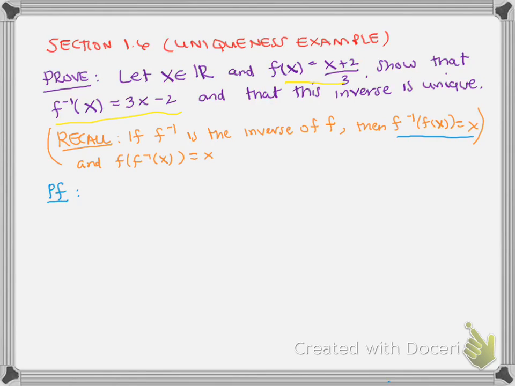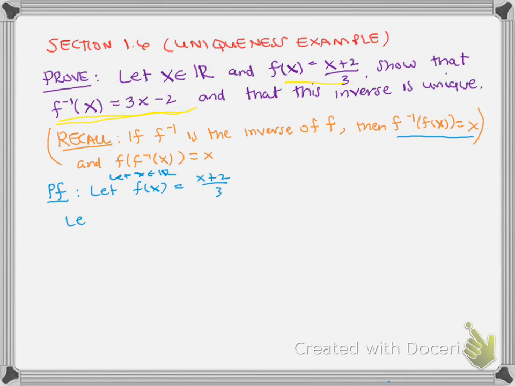Okay, so let's start our proof. First, let f of x equal, and if you want, you can say let x belong to the reals. Since it's given, sometimes it's okay to put in your proof. I'm not going to mark you off if you put it there, but it's better safe than sorry, so we'll put it in. Let f of x equal (x plus 2) over 3. And we have to show that the inverse of f is this function, 3x minus 2.